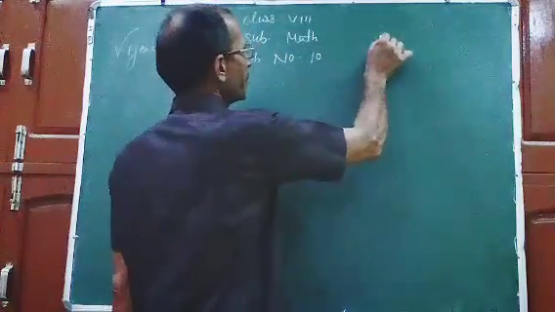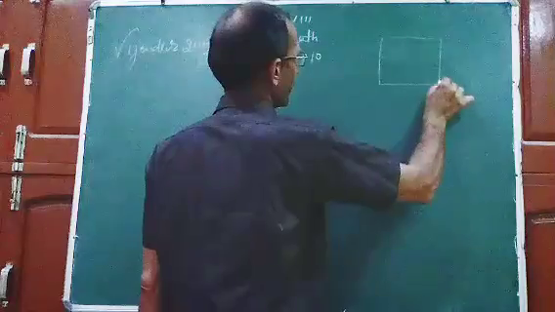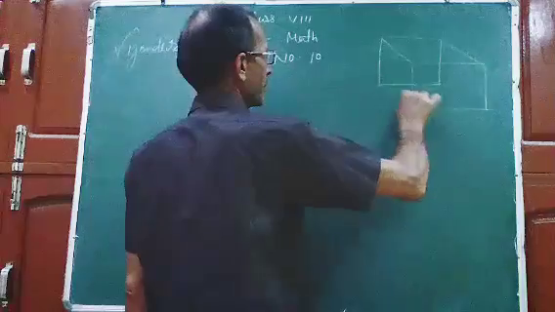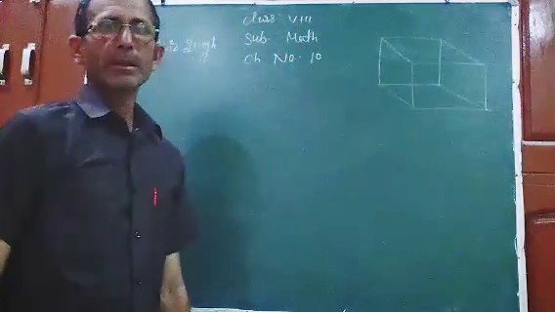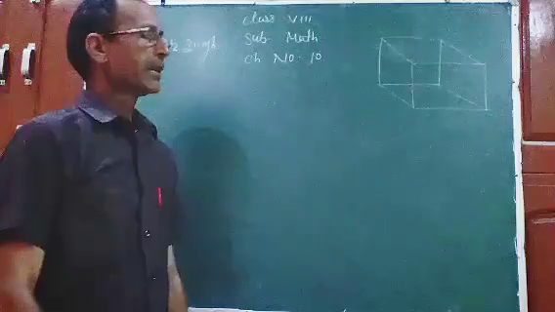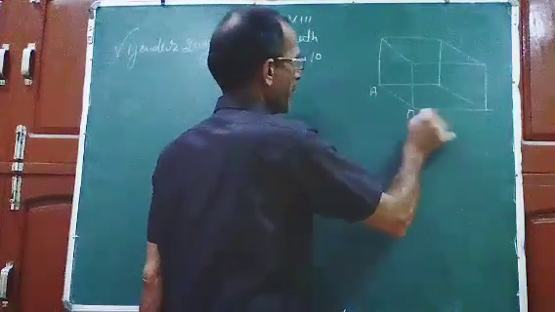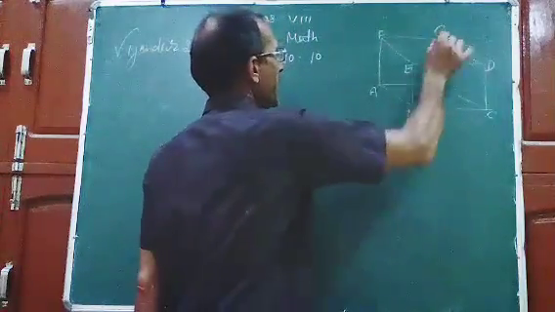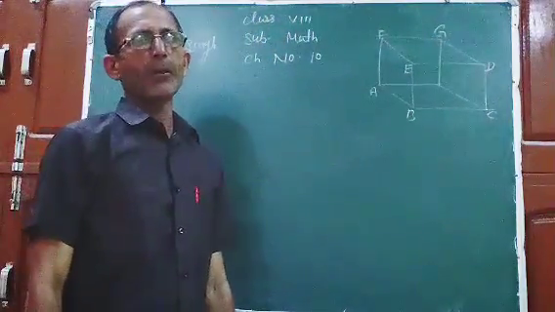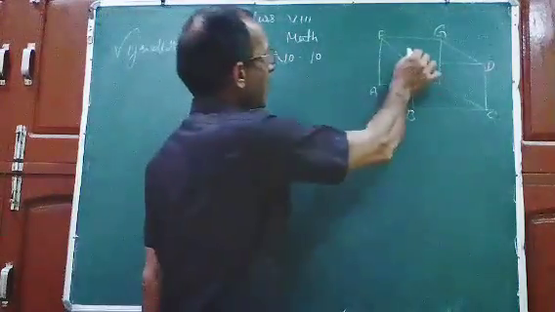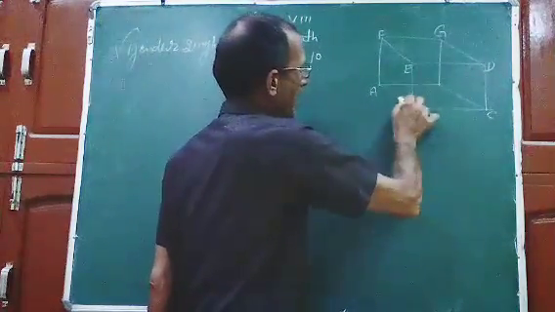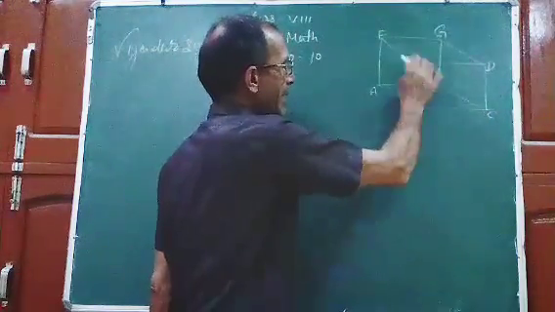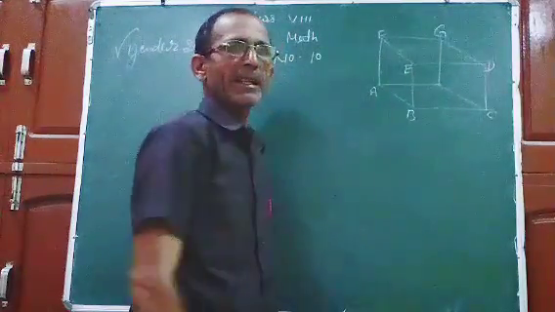So see this figure. This shape is an example of a cuboid. A, B, C, D, E, F, G are the vertices of the cuboid, and these are the faces. One is the top, this is the base, and these are the sides. There are 4 sides, and the top and base.